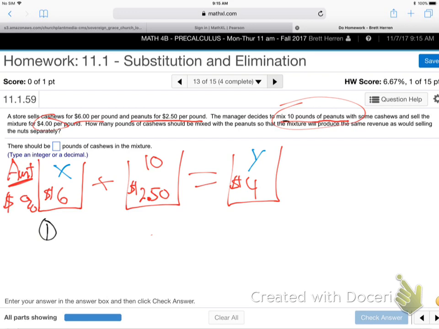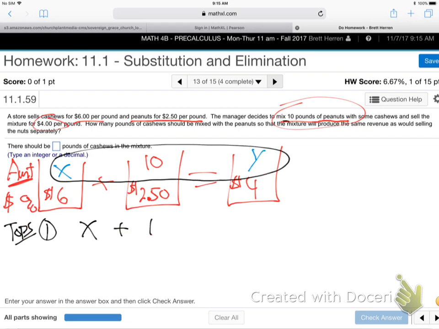Well, the first equation is just right across the tops. X plus 10 equals Y. Why? That's just amount. The amount of cashews plus the amount of peanuts, pounds of cashews plus pounds of peanuts, must be total pounds in the mix. Make sense? That's just total pounds.